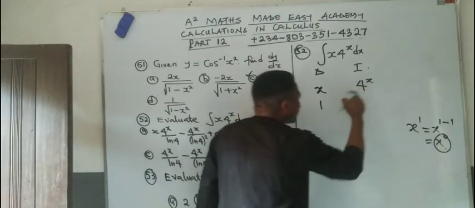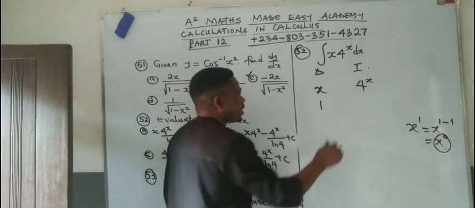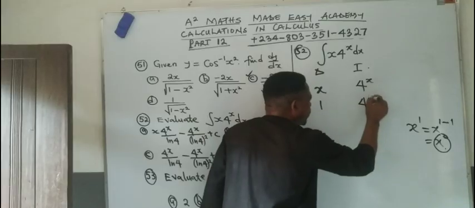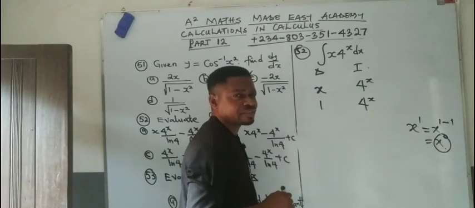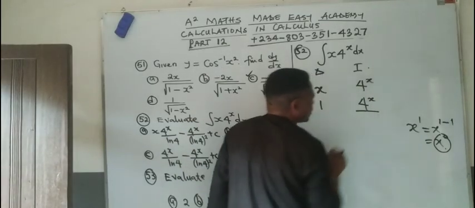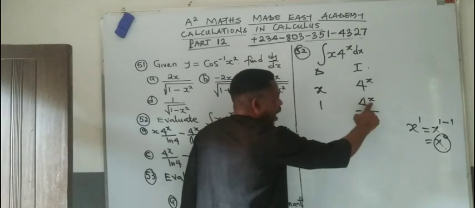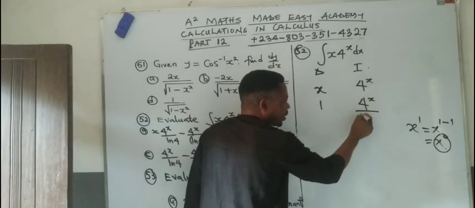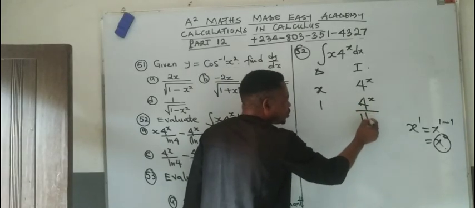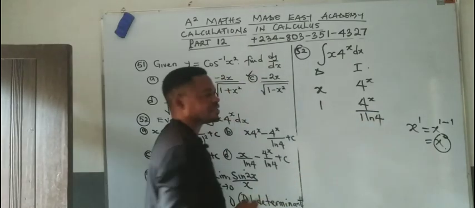Then can we now integrate 4 raised to power x? It is a constant. Integral, just repeat the question. The question is 4 raised to the power of x. Are you with me now? Then over, watch, differentiate the power. What is the power? 1. Then take the log of the base, which is log 4. That is all. Have I made myself clear?